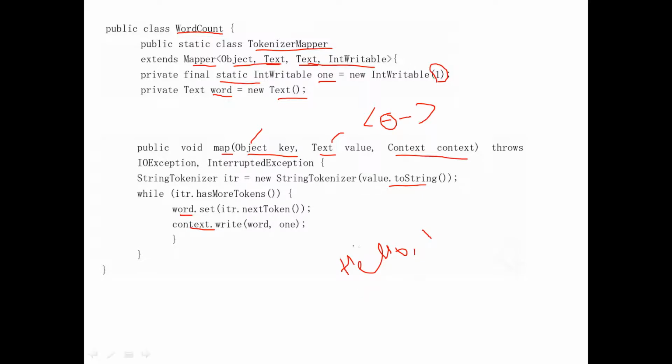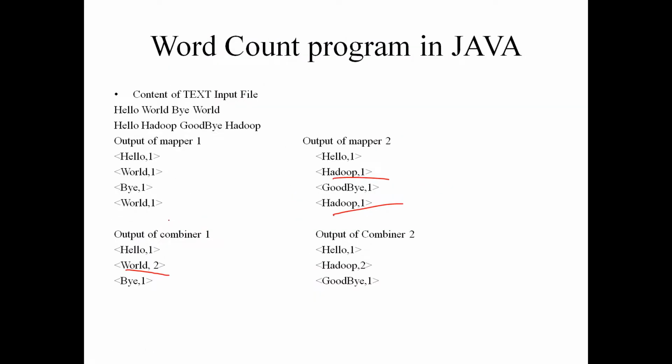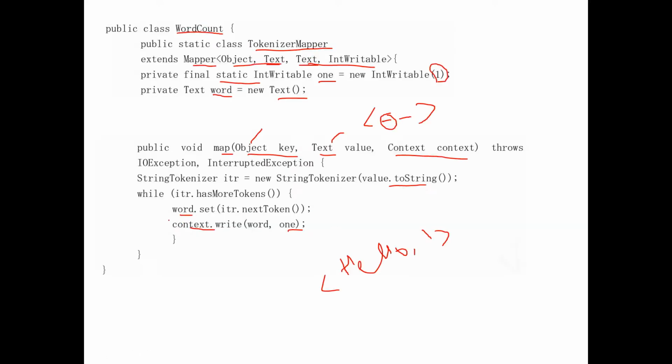Hello comma 1 is the first iteration. 1 here, 1 means what? 1 is nothing but the value we have taken. So hello comma 1 will be the first output of the first iteration. So next it will take world. It will write world comma 1 using this iteration. So till we don't get the next token, we are going to iterate in the given while loop. Okay, so this is how the tokenizer mapper class will be working.